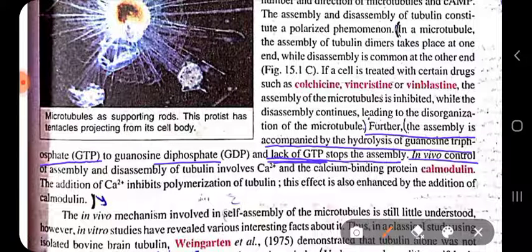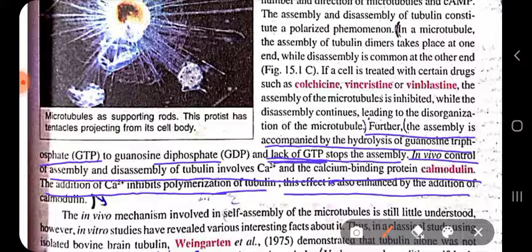In vivo, control of assembly and disassembly of tubulin involves calcium and a calcium binding protein called calmodulin. It has also been observed that the assembly and disassembly of the tubulin dimers also involves the calcium ion and calcium binding protein called calmodulin. Addition of calcium inhibits polymerization of tubulin. This effect is also enhanced by addition of calmodulin. So many factors play an important role in the assembly and disassembly of the microtubule.